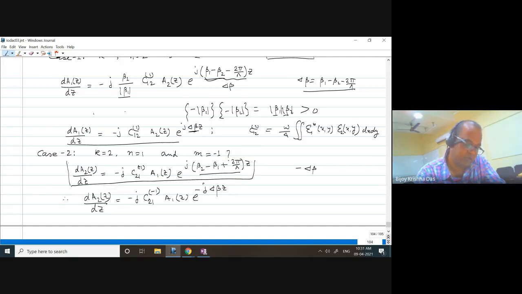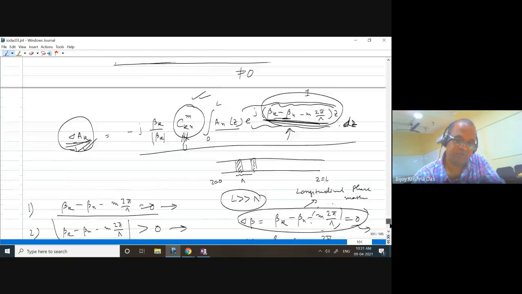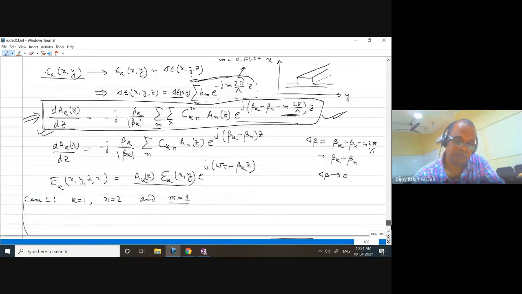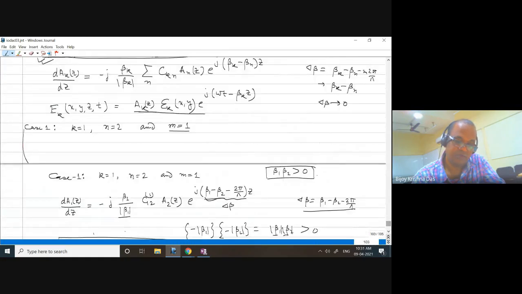This is one equation, and another equation I have written earlier. Which one? This one. Okay, and we consider that beta 1 minus beta 2. So both the cases I have just considered. It's very difficult to handle. Yeah, so this is the case.